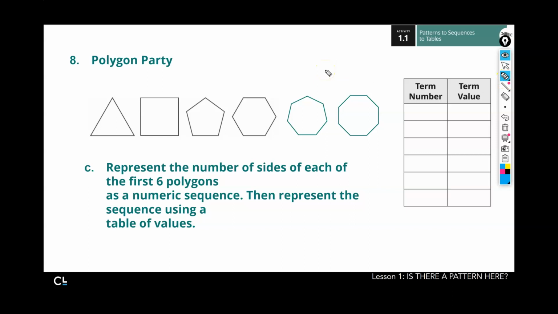They are artists. Represent the number of sides of each of the first 6 polygons as a numeric sequence, then represent the sequence using the table. So we have 3, 4, 5, 6, 7, and 8. So my first term, I have 3 sides. My second term, I have 4 sides. My third term, 5 sides. My fourth term, 6 sides. My fifth term, 7 sides. And my sixth term, 8 sides.